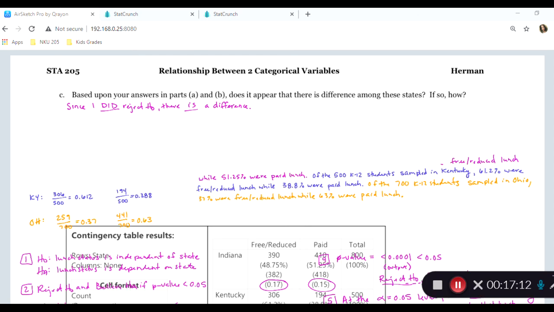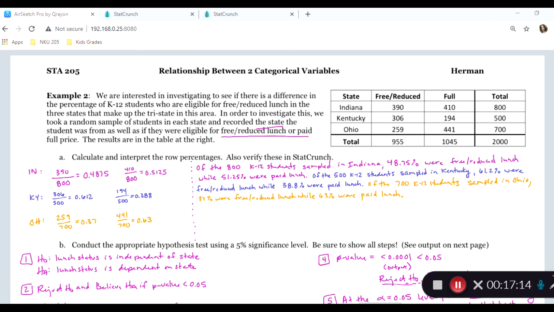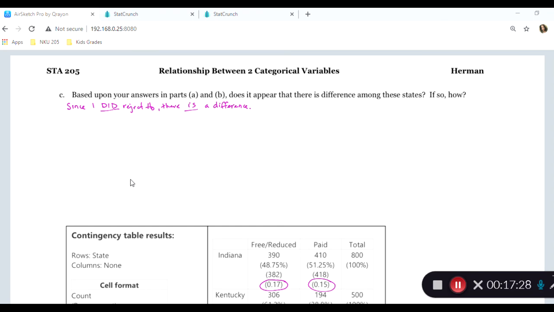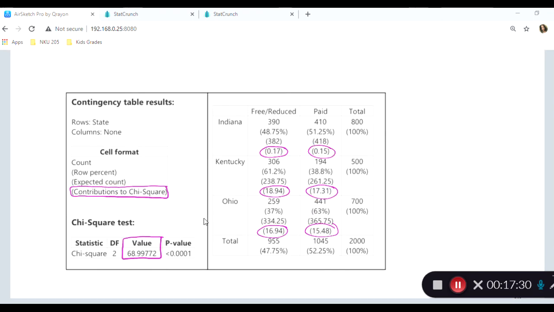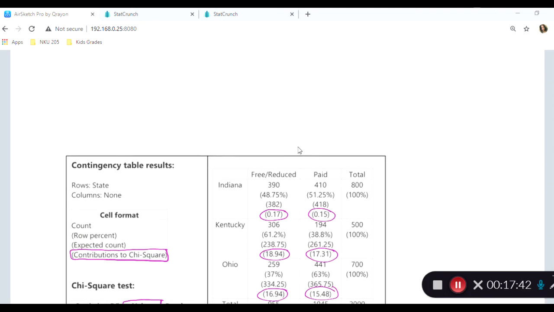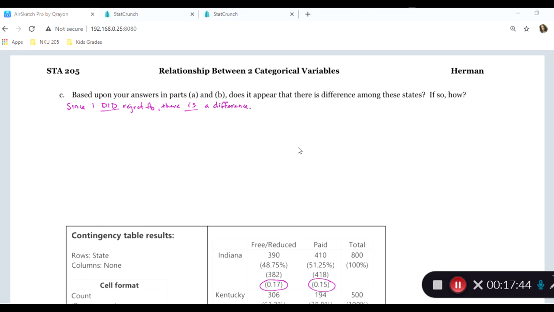Now, looking back at the percentages, that's going to help me figure out, well, how? Well, it seems like you're most likely in Kentucky to be eligible for free or reduced lunch, and you're least likely in Ohio. I can also see from going back and looking at those chi-squared contributions, that's where all those large numbers happened. Indiana's were very small. So, I mean, Kentucky's really seem to stand out. Ohio's really seem to stand out. And so for that reason, those are the ones I'm going to focus on.